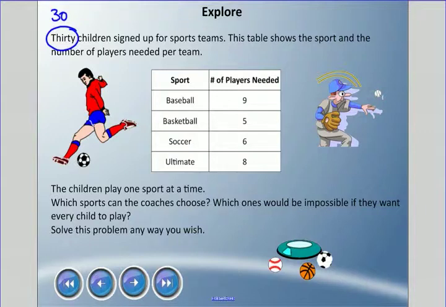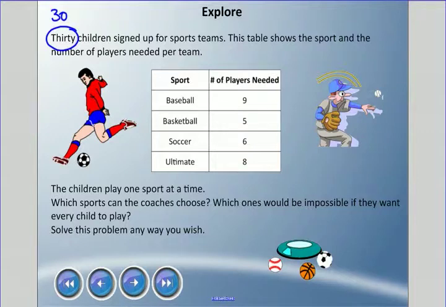So baseball, you need 9 players on a team. Basketball, you need 5 players on a team. Soccer, I know it's saying 6 for this league, I guess. And Ultimate needs 8 players per team. Well, the children are supposed to play one sport at a time. So all 30 are trying to play one of the sports.